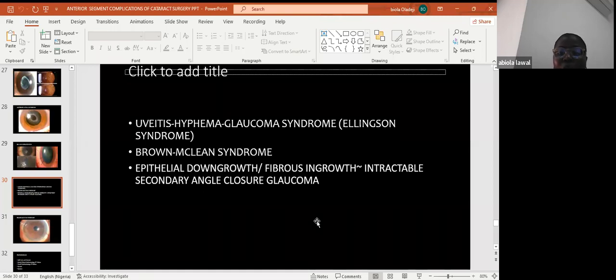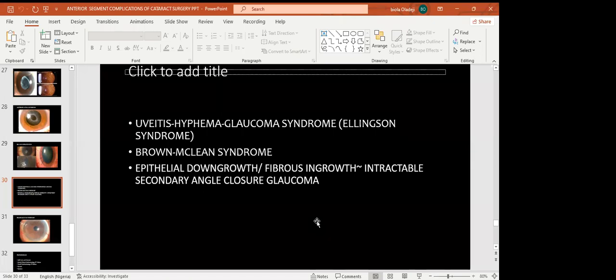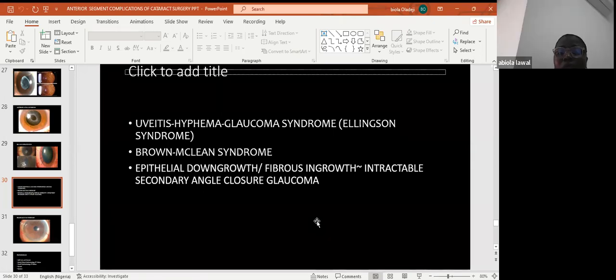Brown-McLean syndrome is when you have peripheral corneal edema. It's rare. It's a diagnosis of exclusion, and the central area of the cornea is clear in this disease.